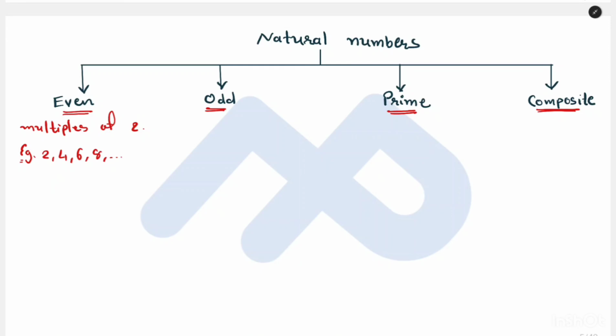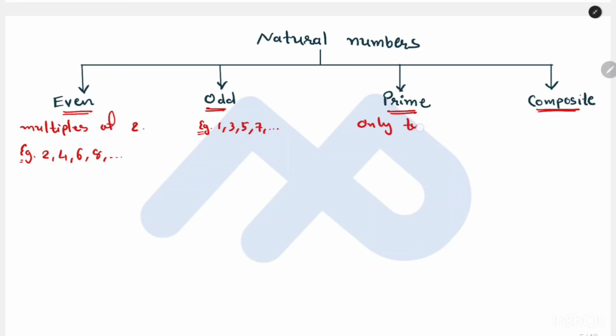Okay, next are odd. Odd means those which are not multiples of 2. So that means except these even numbers, all the positive integers are called odd numbers. So for example 1, 3, 5, 7, and so on, all these are odd numbers. Then comes prime numbers. Prime numbers are numbers which have only 2 factors.